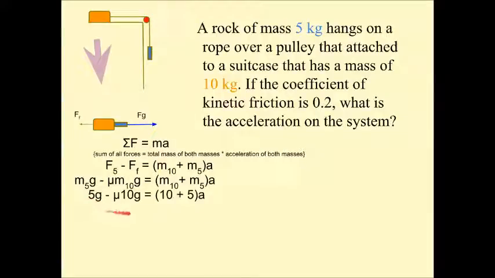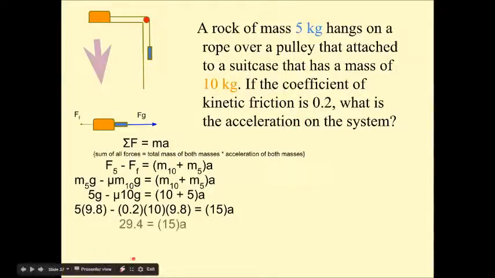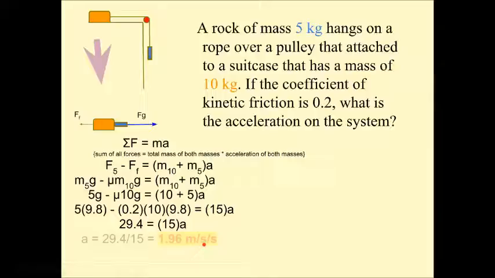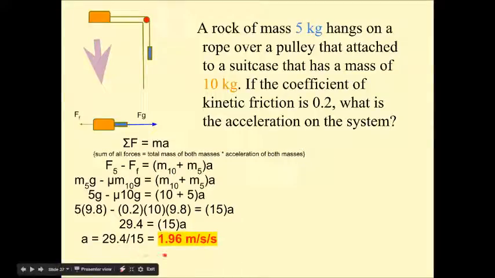Now put all the numbers in there. Well, almost all the numbers. 5g, which is 5 kilograms times g, and I replace the mass of the 10 with the 10 kilograms and the 10 and the 5. Putting all the numbers in now, I put the 0.2 in there that was given in the problem, and so now I end up with on the left 29.4, 15 on the right. I then take acceleration equals 29.4 divided by 15, which is 1.96 meters per second squared. Different than we had before because now we have this friction to deal with.